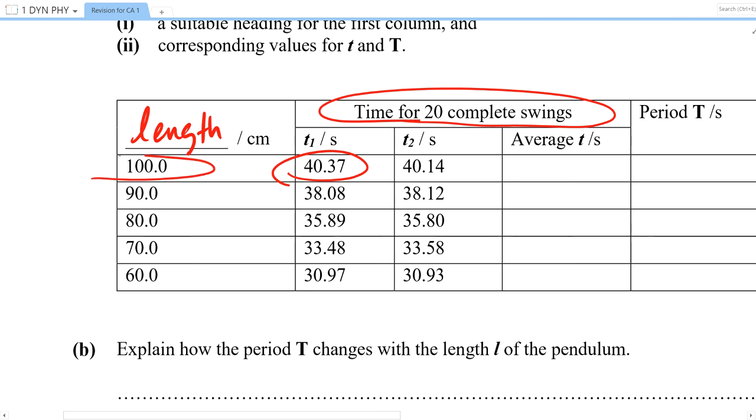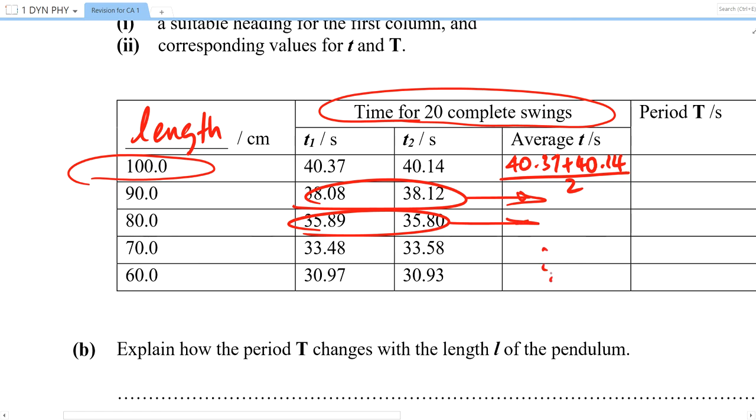So for the length of 100 cm, how many times did he do the experiment? 2 times. And he got 40.37 and 40.14. So find the average. 40.37 plus 40.14, and we divide this by 2 to get the answer. Into 2 dp. I specifically asked you to leave it in 2 dp, right? Okay, so you do the same. Find the average for all of them. Average, put it over here. Average, put it over here. So on and so forth.